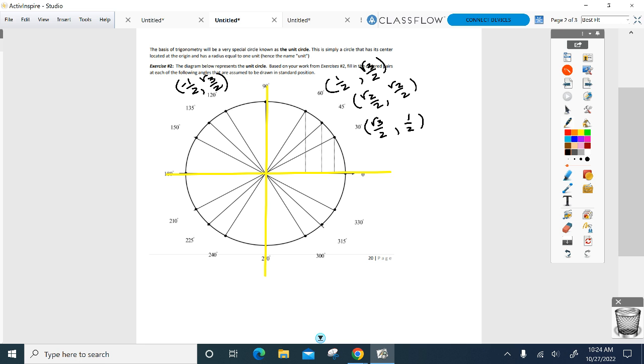135. What's my reference angle for an angle of 135? 45, right? So it's going to share the same coordinate as 45. Radical 2 over 2, radical 2 over 2. But again, what quadrant am I in? Quad 2. And all the x coordinates are negative. So that's going to be negative radical 2 over 2, comma, positive radical 2 over 2.